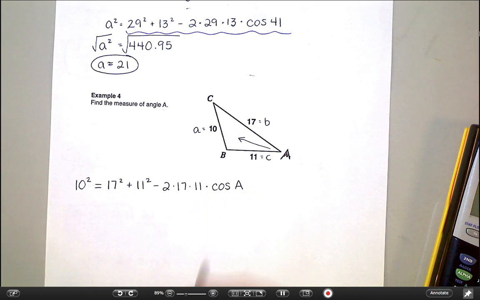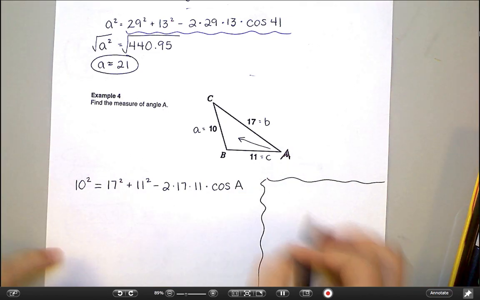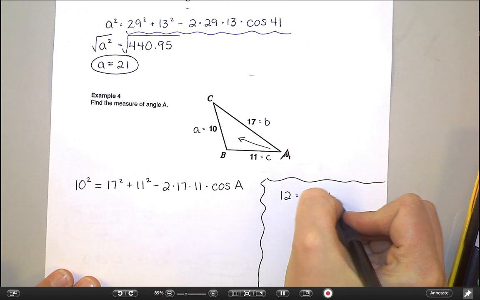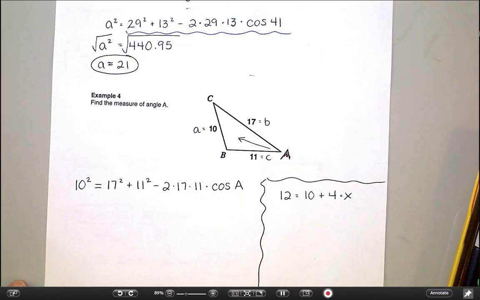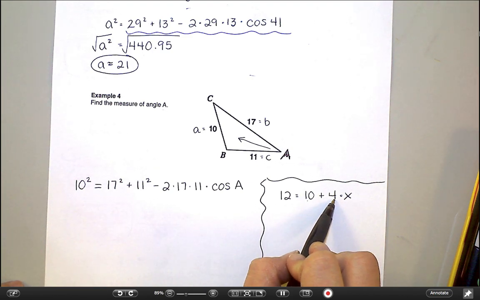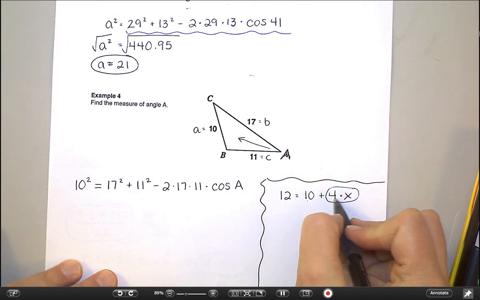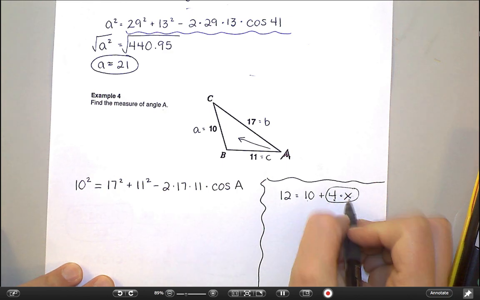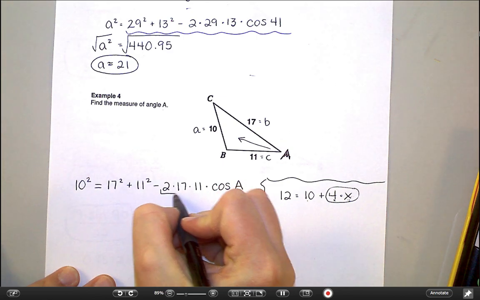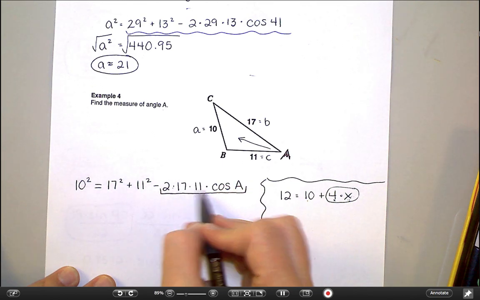And here's why. Let me just do a simpler example off to the side here. If I gave you the problem 12 equals 10 plus 4 times x, can you add together the 10 and the 4? I hope that you're all saying no, because this 4 is attached to the x with multiplication. So I can't combine it with the 10 because the multiplication has to come first, right? And that means that over here, all of this, the 2 and the 17 and the 11, is all stuck to that cosine of A through multiplication.